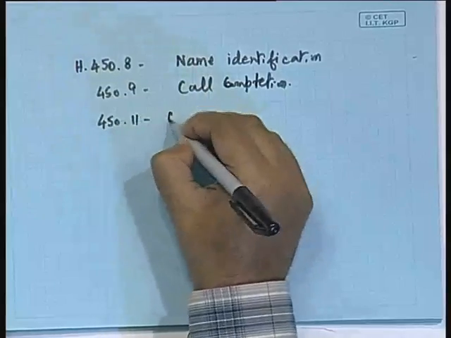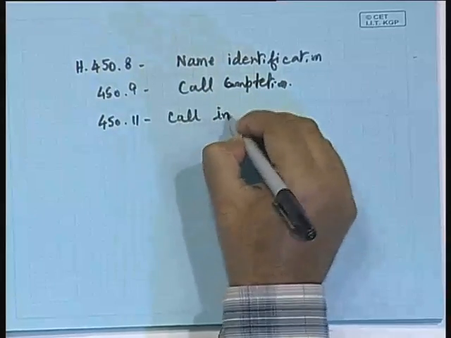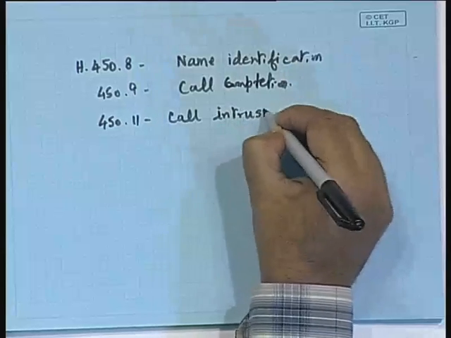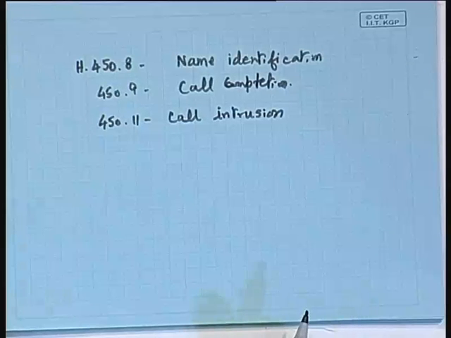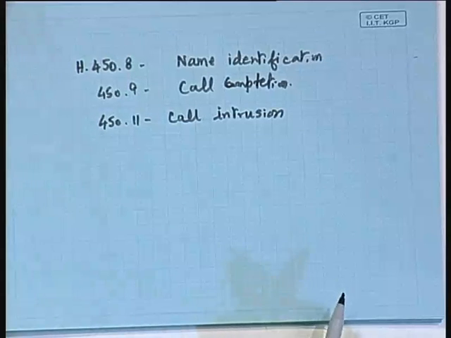450.11 that refers to call intrusions, and so on. These are just some of the enhancements that I just referred to. You do not have to remember everything. The whole idea is just to tell you that there are a lot of enhancement capabilities in H.450, which sits on top of Q.931 in order to have some enhanced facilities.